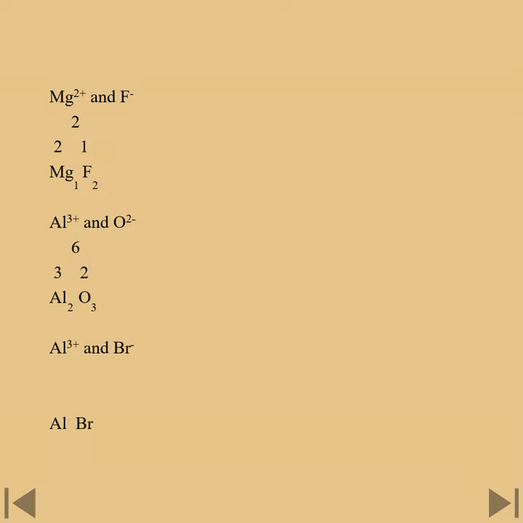Okay, aluminum with a +3 charge has a bonding number of 3. Bromide with a -1 charge, bonding number of 1. Least common multiple is 3. So how many aluminums? How many bromides?